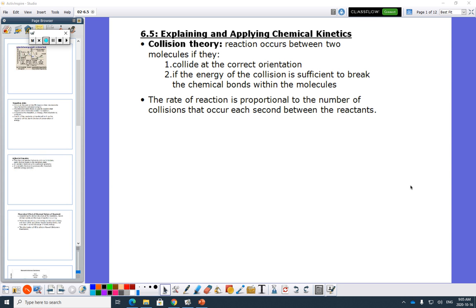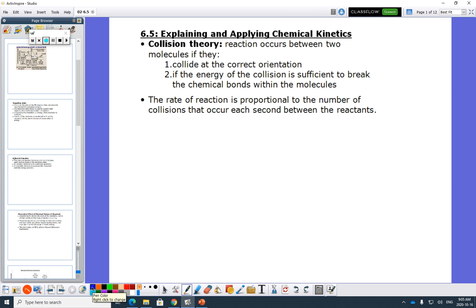So in grade 10, one of your big labs you probably did was Blast Off, where you cut up the Alka-Seltzer and tried to make the reaction faster. So you've already been introduced to the general idea behind how to make a reaction faster.